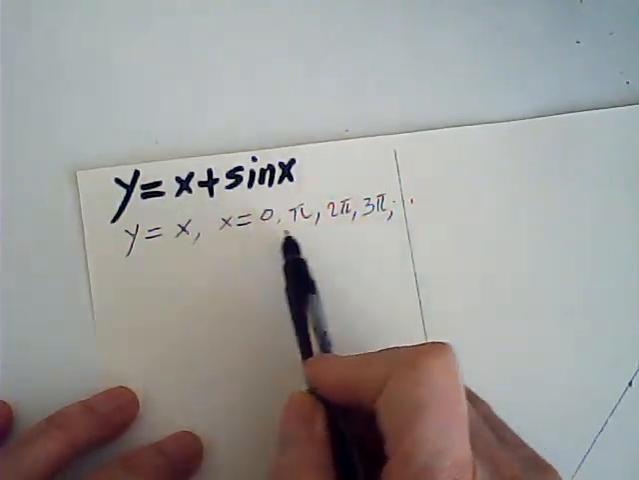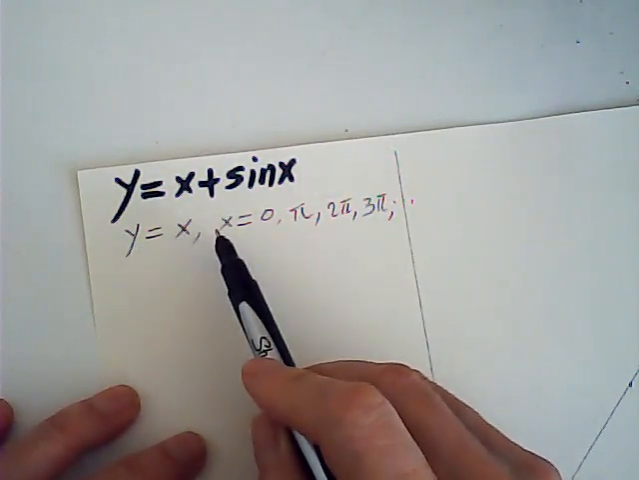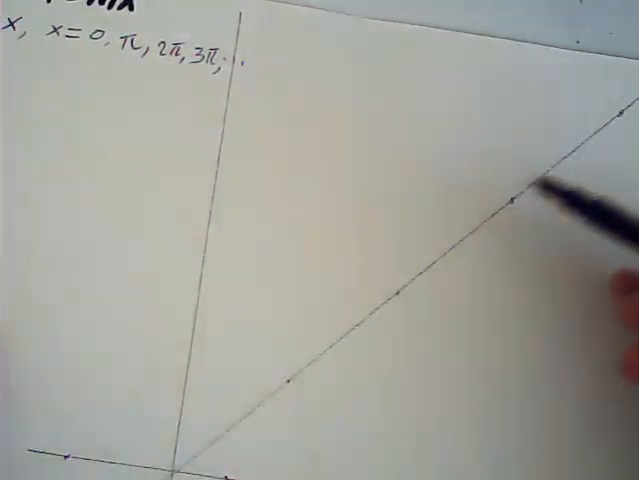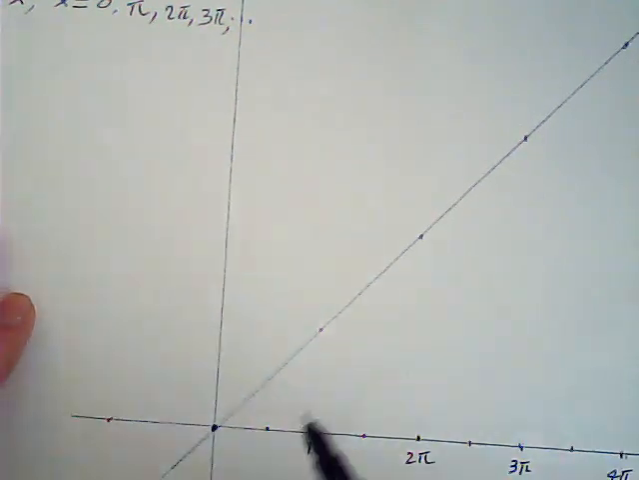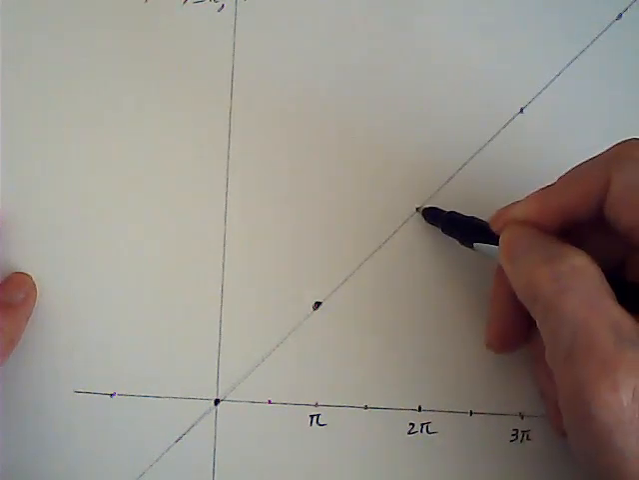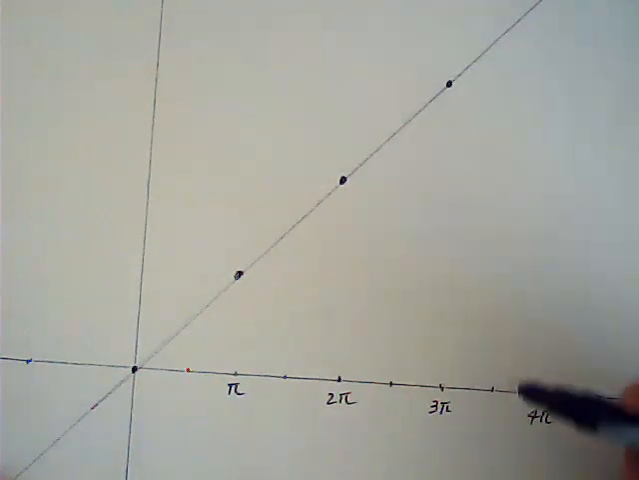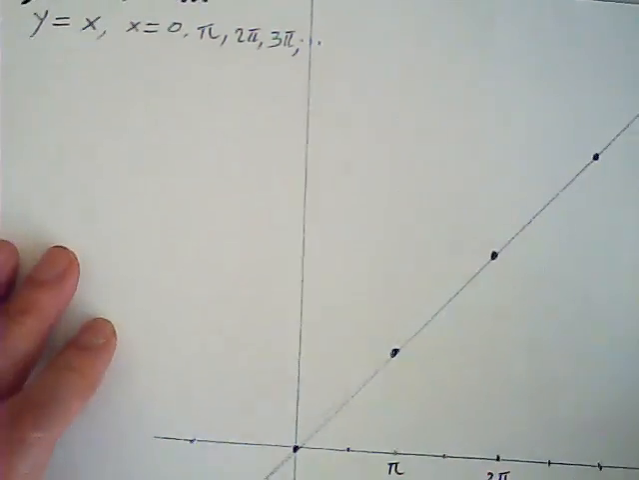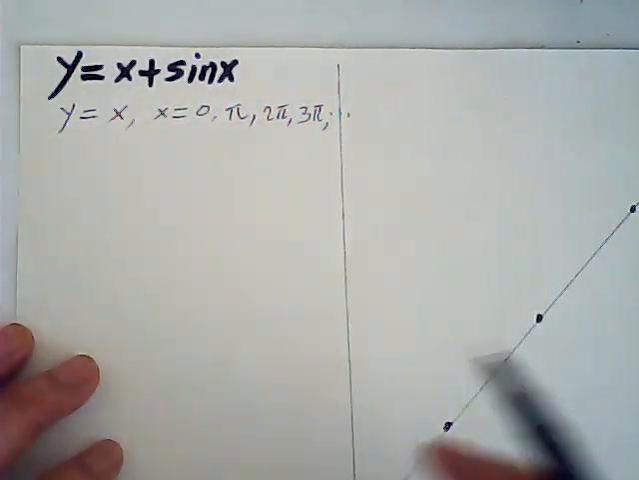Now at those points, 0, pi, 2 pi, 3 pi, and so on, y is equal to x. So we draw this line. This is y equal to x. So the curve passes through the points 0, pi, 2 pi, 3 pi, and 4 pi, and so on, right? We just consider the positive side. The other side is symmetric.